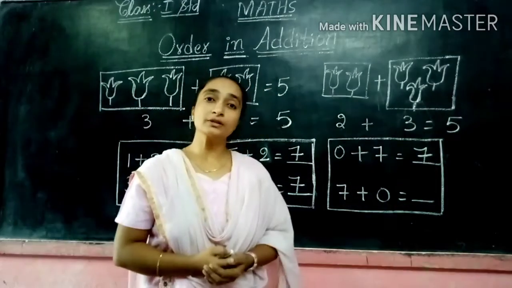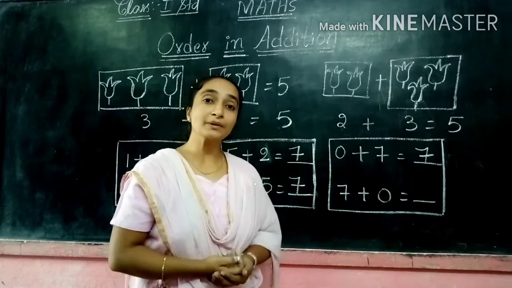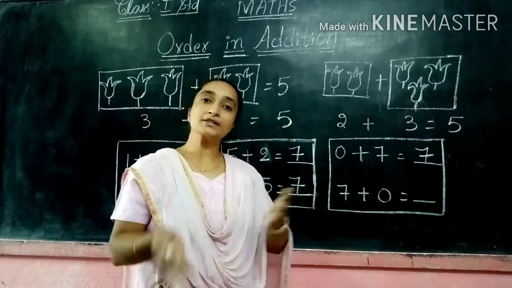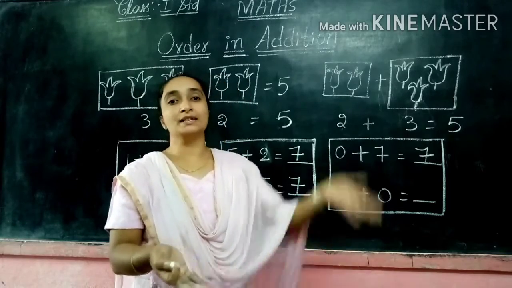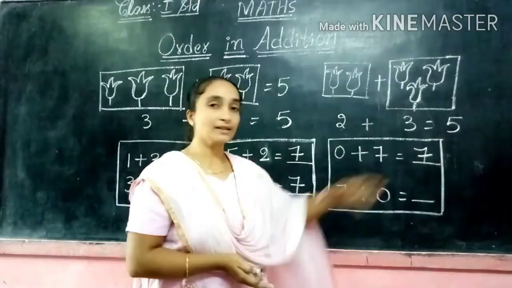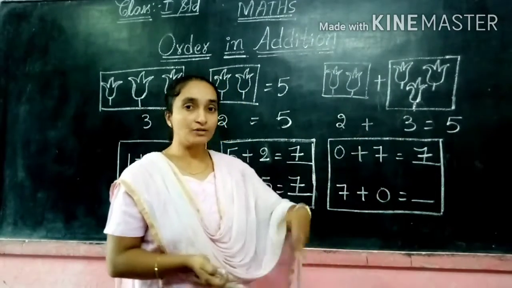7 plus 0, children. What will be the answer? 7 plus 0, then also 7 only, because if you add 0 to 7, it is also 7 only. So 0 plus 7 is 7, and 7 plus 0 is also 7.